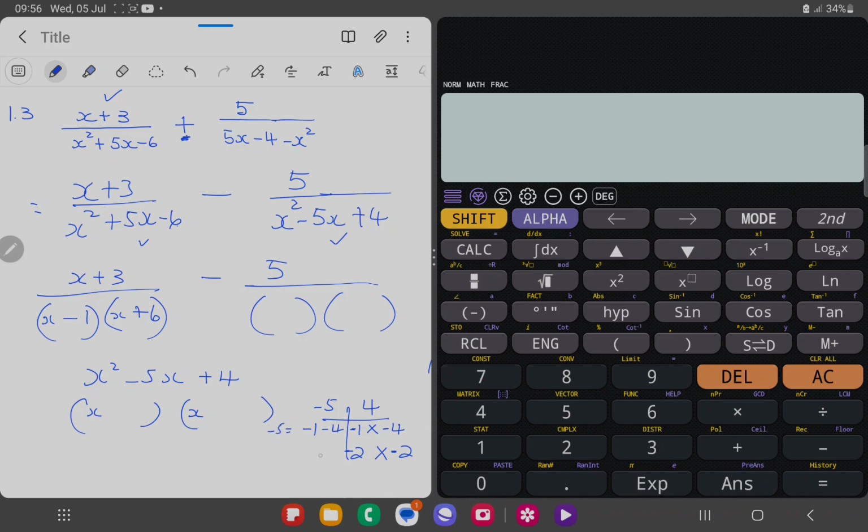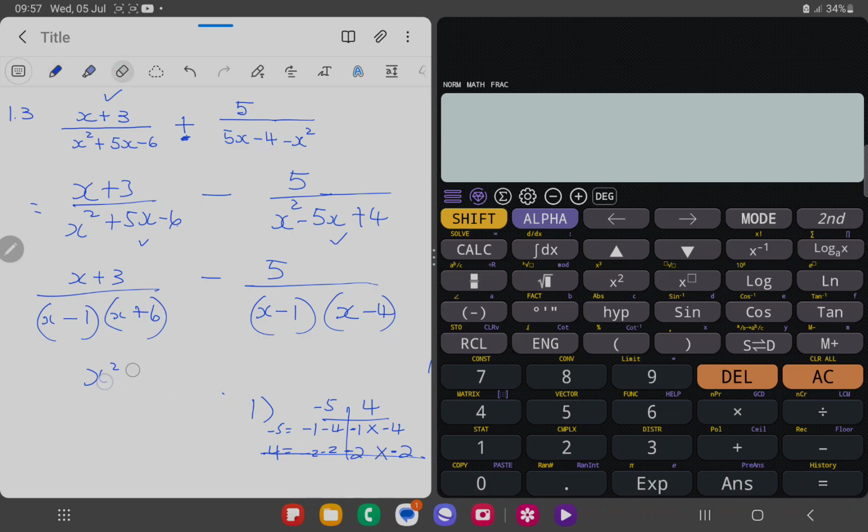The other pair is obviously wrong, because negative 2 and negative 2 give us negative 4. So the second pair is incorrect and the first pair is correct: minus 1 and minus 4. These are the factors, and we rewrite them here in the denominator. We've got (x − 1)(x − 4). Okay.